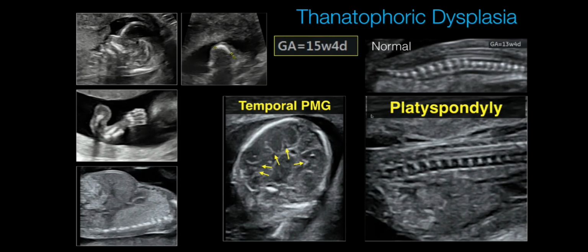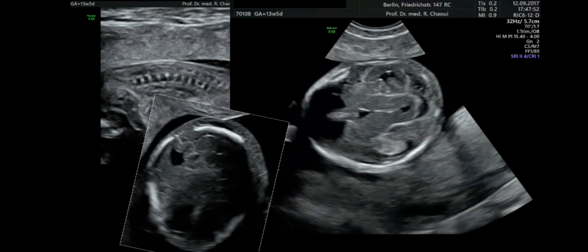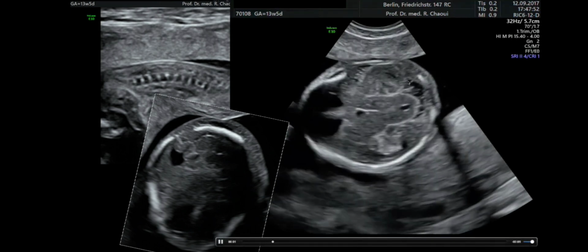So if you have short bones, try to look at the brain, try to look at the temporal polymicrogyria on this 15 weeks. Last week, 2 days before I came, on 12th of September, we had a case with abnormal short bones at 13 weeks, and you see here the platyspondyly, and look at the brain here. If you know what you are looking for, you see the polymicrogyria at 13 weeks, and this is here, lateral view.